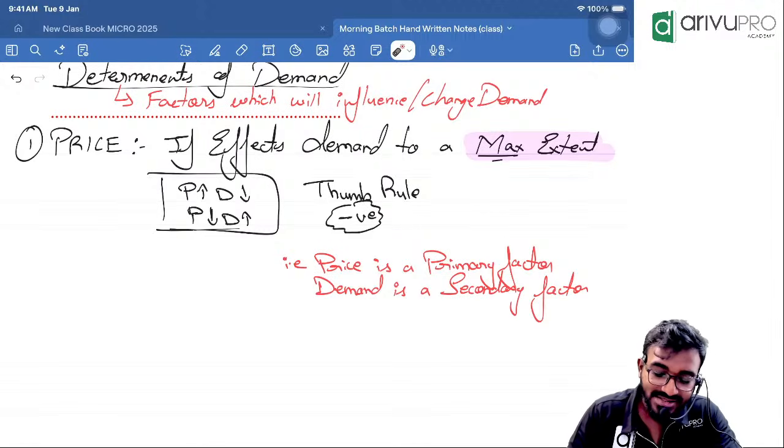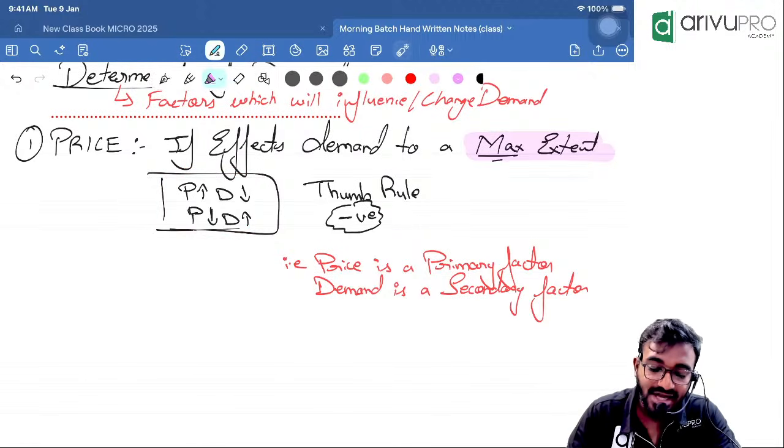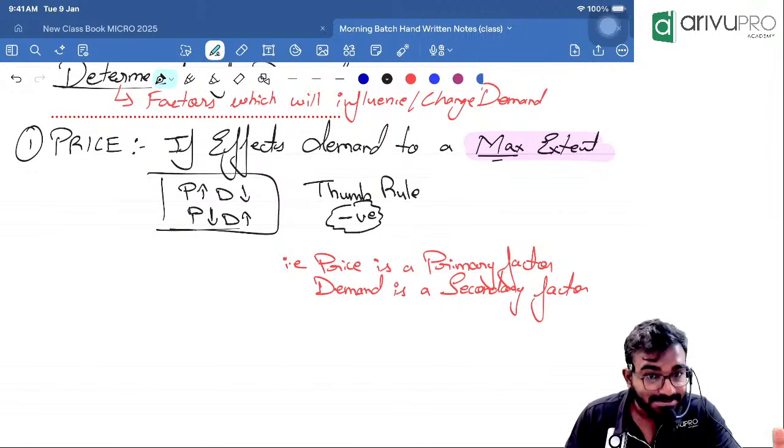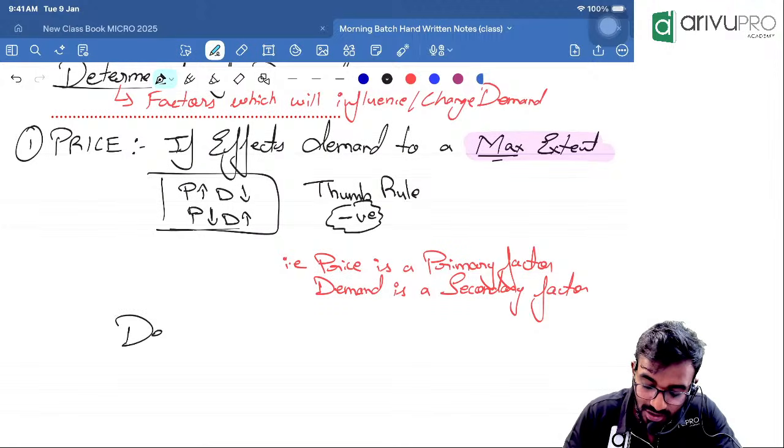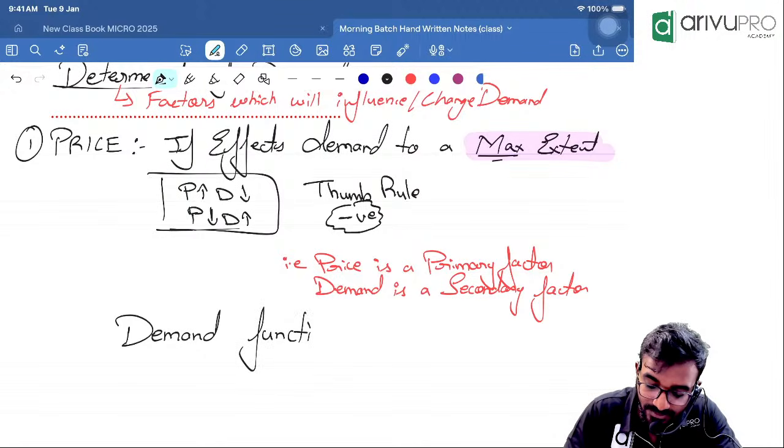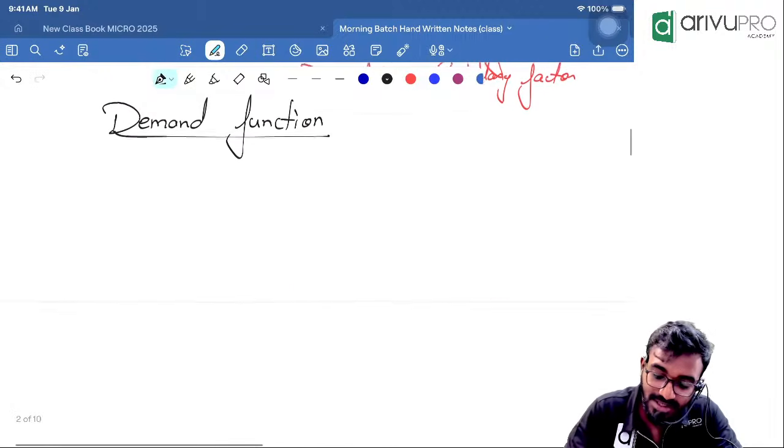And remember, there is a relationship between price and demand. And that is expressed as a mathematical equation, and we call it the demand function. So what is the demand function? The relationship between price and demand.